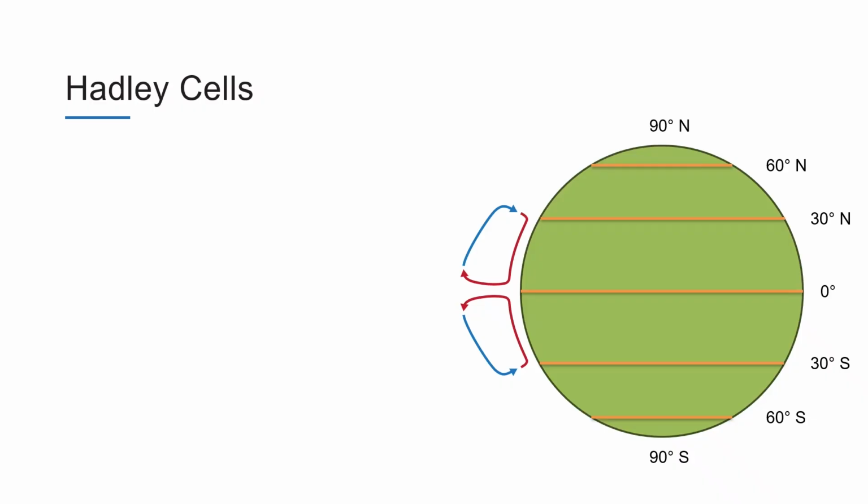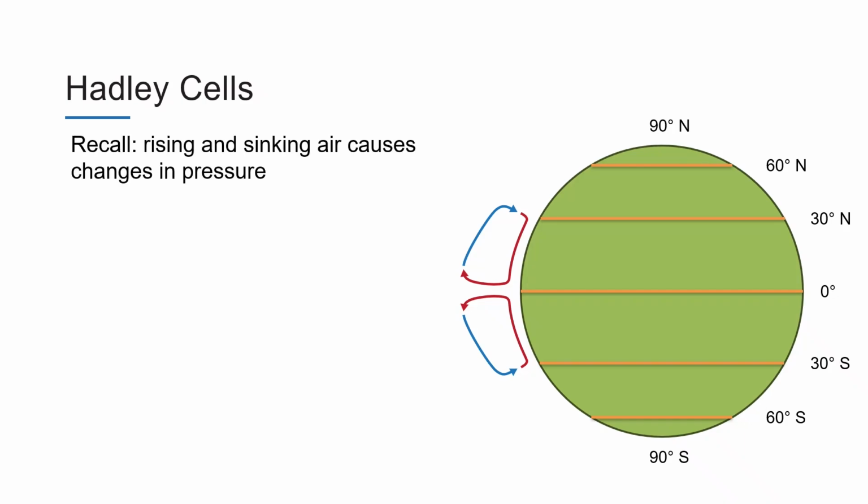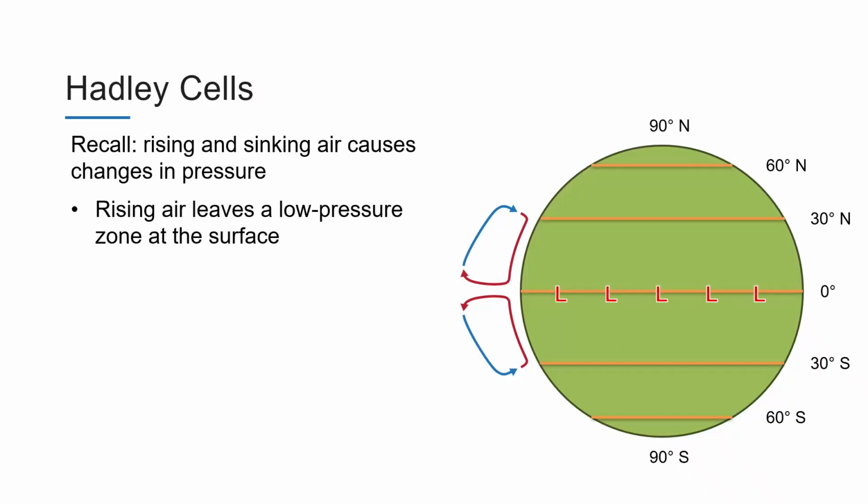Before we move on from the Hadley cells, let's talk a little bit more about pressure. Recall that rising and sinking air causes changes in pressure. Rising air leaves a low pressure zone at the surface of the Earth because there will be less air than before. Low pressure is often indicated on weather maps as a red L, so we can see that here on our globe diagram.